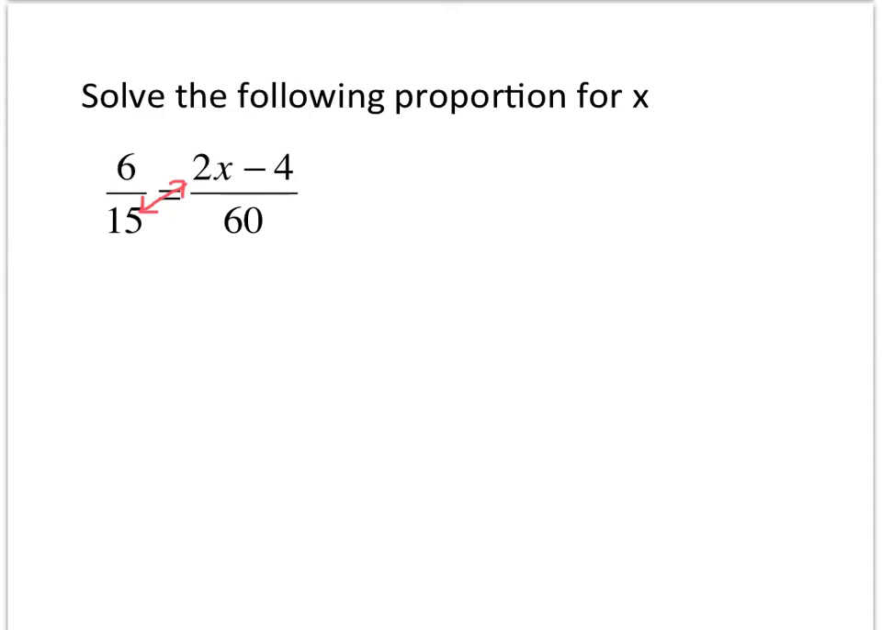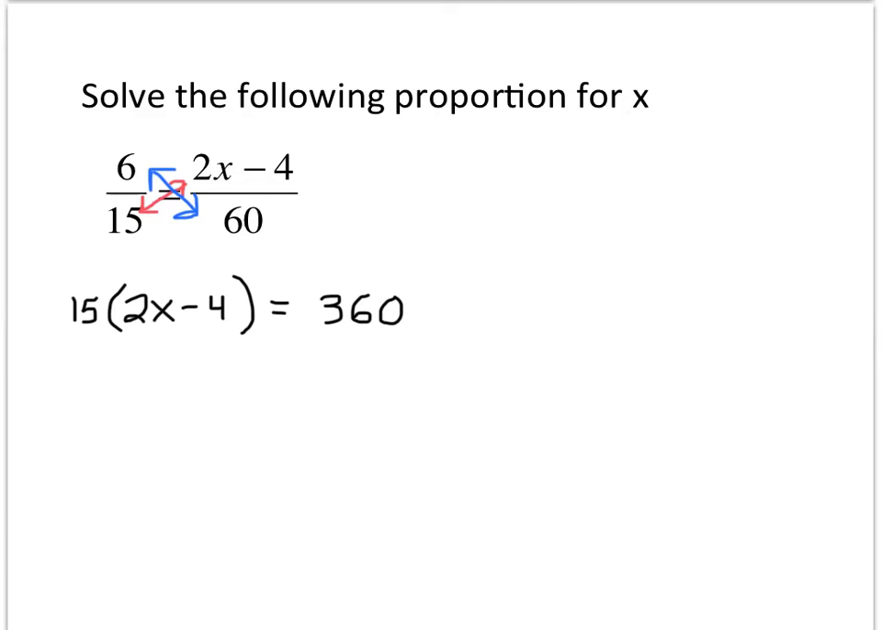So first I'm going to multiply 15 times 2x minus 4, and be careful here. Since I have more than one term I'm multiplying, I am going to put parentheses up to remind myself that I have to distribute that 15 across to the 2x and to the negative 4. This is now equal to, well, I have to do the second cross multiplication, 6 times 60, which gives me 360. So now we're just left with a more difficult equation that I need to solve.